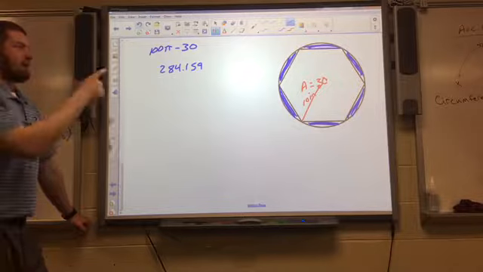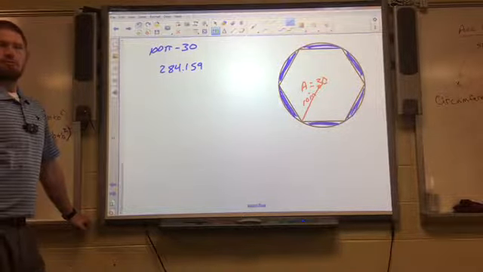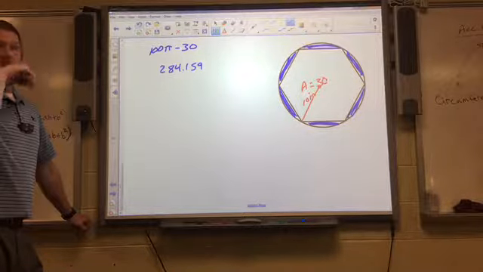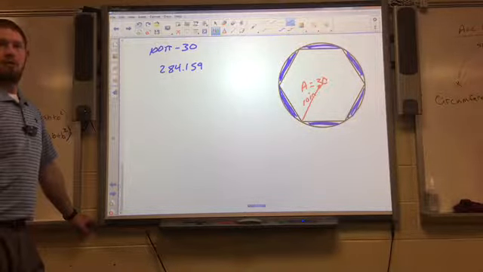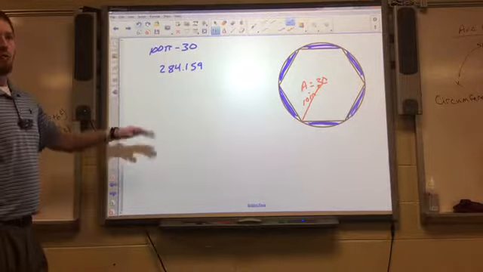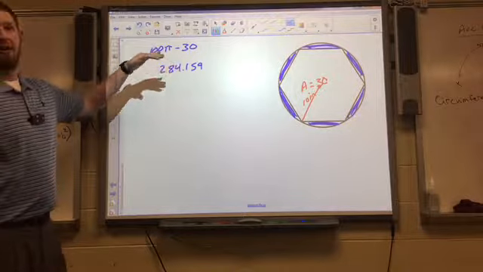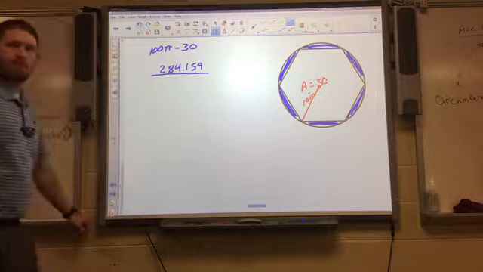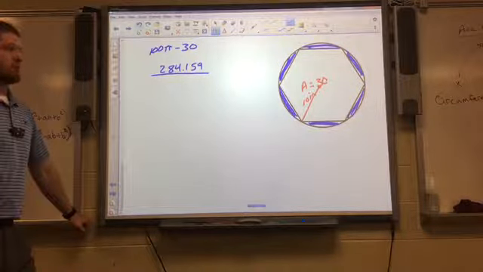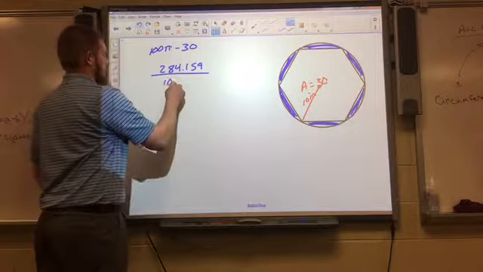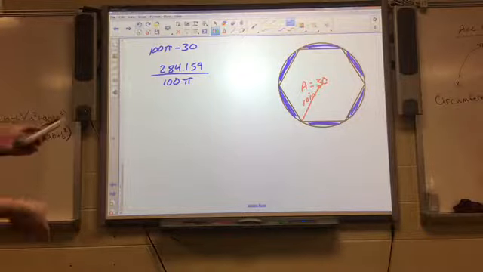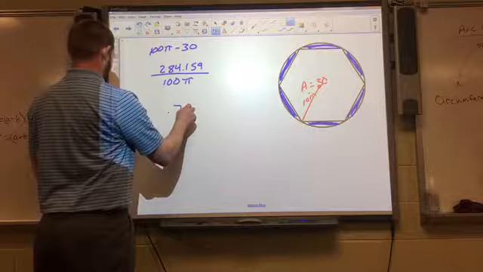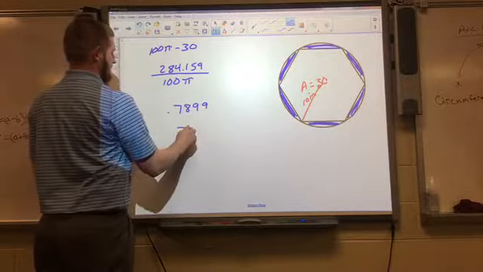That right there is the area of what? The shaded region. Is that what I want? Yes. Didn't I ask for the probability of the shaded region? We just found the shaded region, so that's what I want. That goes on top. What goes on the bottom? The area of the whole thing, which in this case is a circle, which we found to be 100 pi. And now I can just divide those. So I have 284.159 divided by 100 pi. 0.7899, which as a percent is 78.99%.